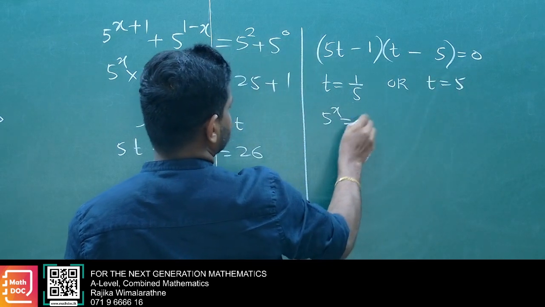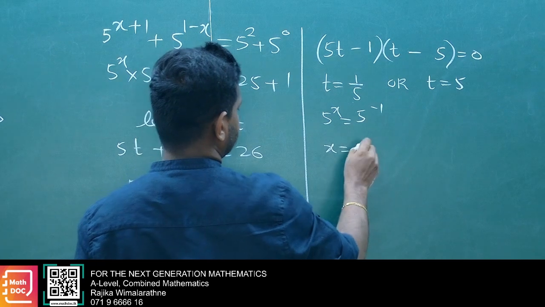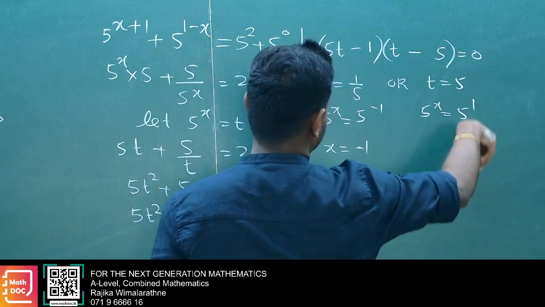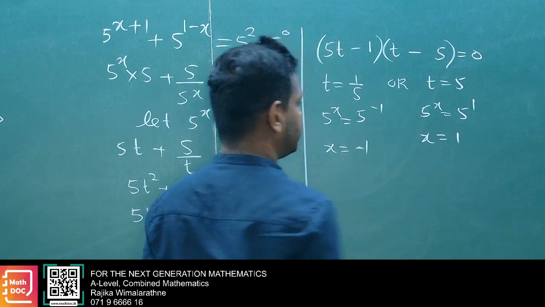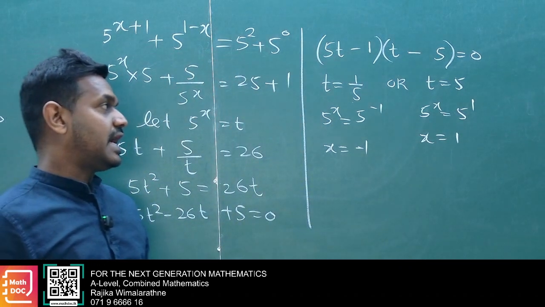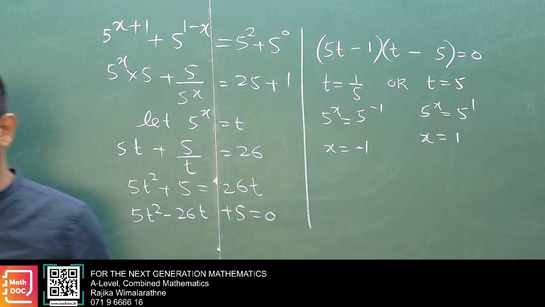Then 5 to the power x equals 1/5, which is 5 to the power minus 1, so x equals minus 1. And 5 to the power x equals 5 to the power 1, so x equals 1. Then we have two solutions, plus 1 and minus 1. Continue.